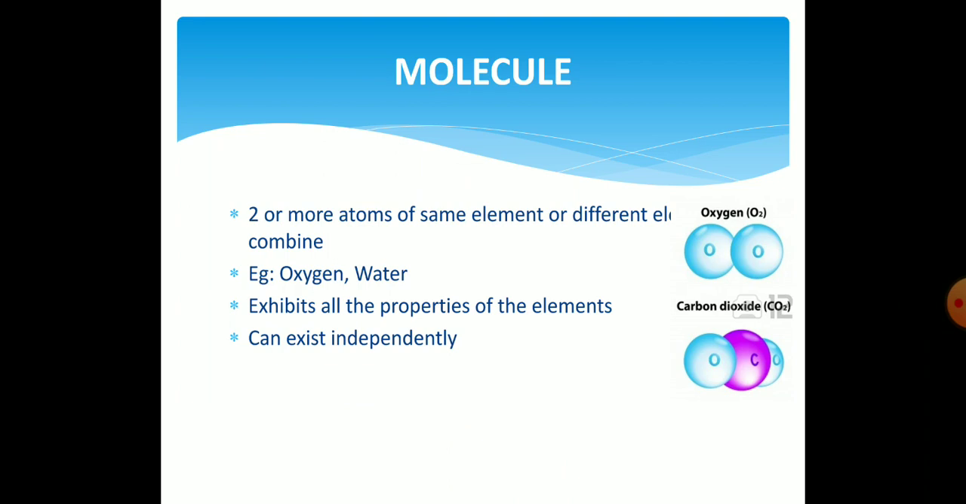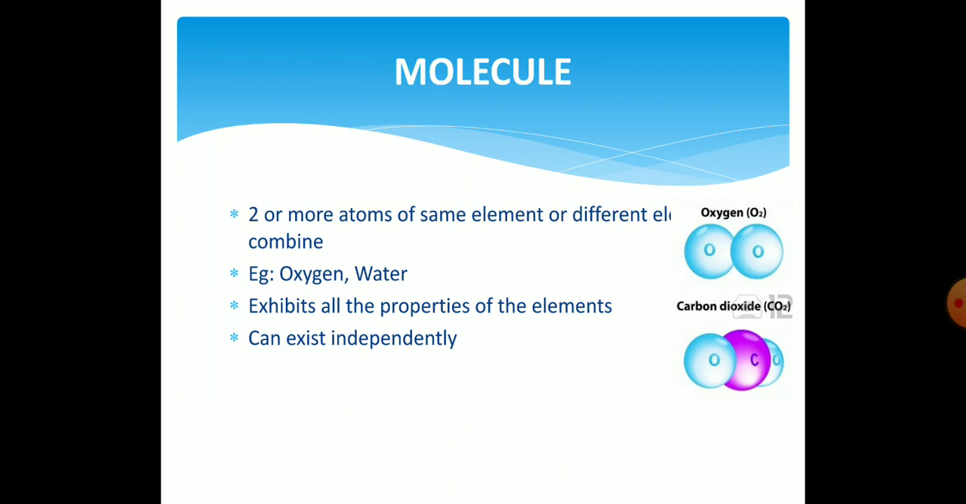Okay, and then they exhibit all the properties of the elements and can exist independently. These molecules can exist independently and they exhibit all the properties of these elements. So what is a molecule? Molecule is nothing but two or more atoms combined, first point, and these two atoms can be of the same element or of different elements. Okay, for example, we have oxygen and water, and these molecules can exist independently, and then they exhibit all the properties of the elements.